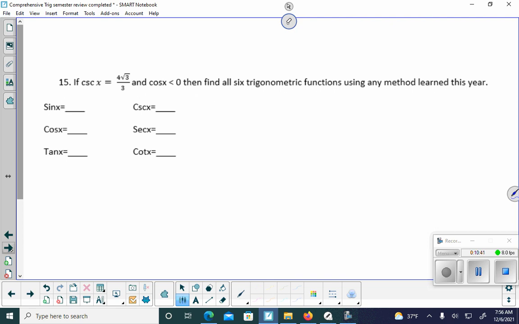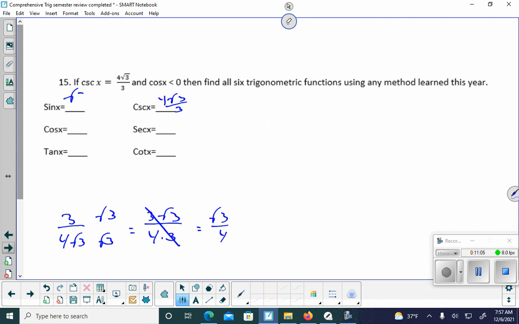So first of all, if my cosecant is 4 times the square root of 3 over 3, then I know my sine is going to be the reciprocal of that. So I'm going to take 3 over 4 times the square root of 3, rationalize, and I'm going to have 3 times the square root of 3 over 4 times 3. The 3's simplify, and so my sine is going to be the square root of 3 over 4. If the cosecant's positive, the sine is going to be positive.